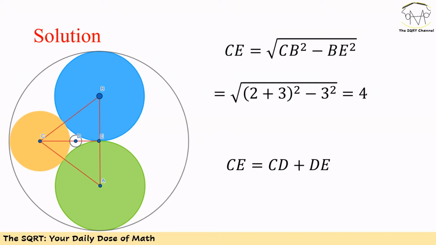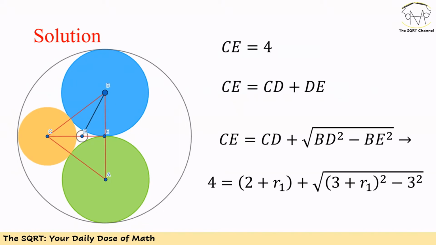Now we are going to write some equations. In triangle CBE, we know CE is equal to the square root of CB squared minus BE squared. For CB, we can write the radius of circle B plus the radius of circle C. And for BE, we are going to use the radius of circle B. If we replace the values that we have, we will see CE is equal to 4. We also know CE is equal to CD plus DE.